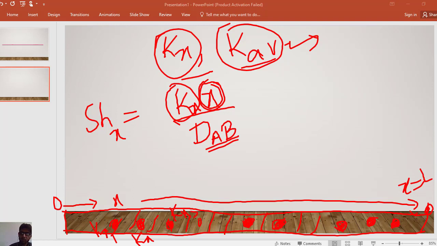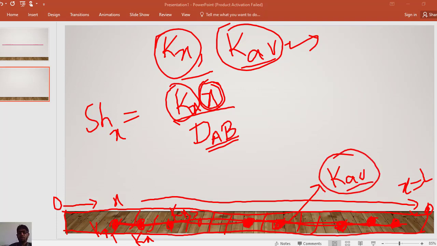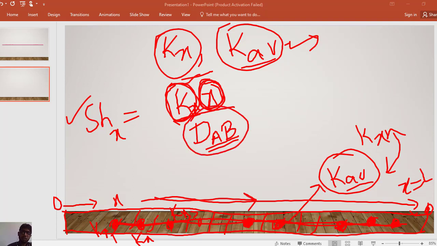And when we combine these local mass transfer coefficients, we will get the average mass transfer coefficient, which is denoted by Kav. So there is a relation between the local mass transfer coefficient and the average mass transfer coefficient. Now the local Sherwood number is Kx, the local mass transfer coefficient, times x, the x direction, divided by the diffusivity of component A into component B.